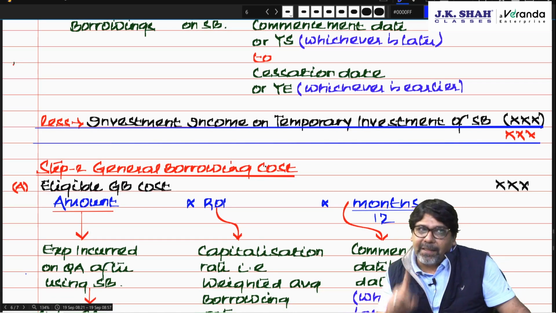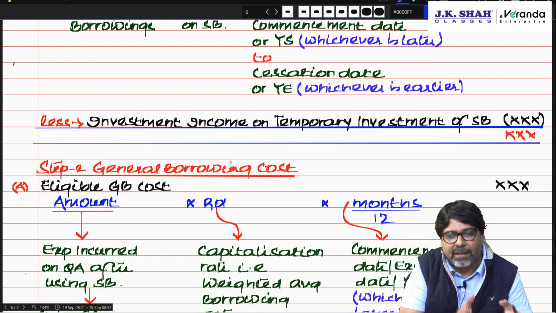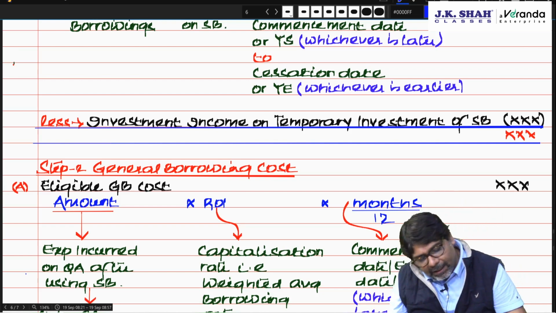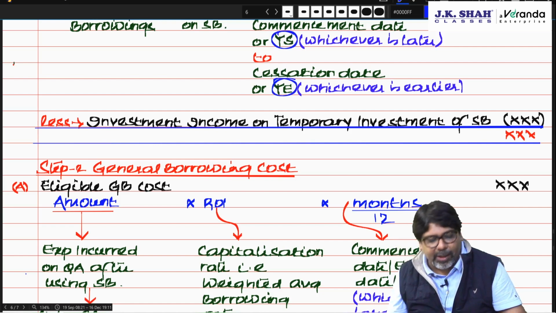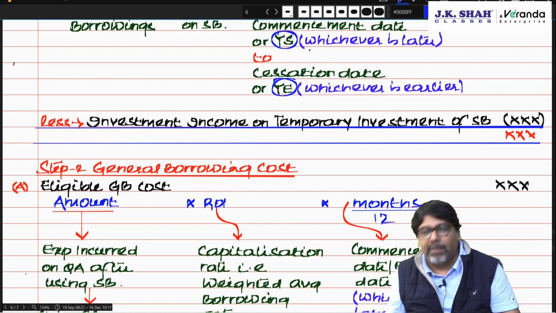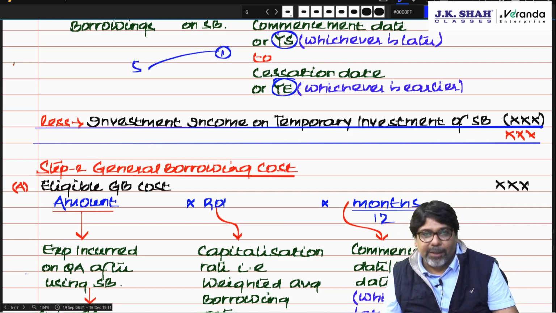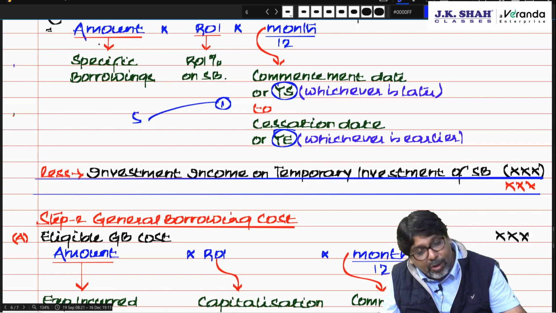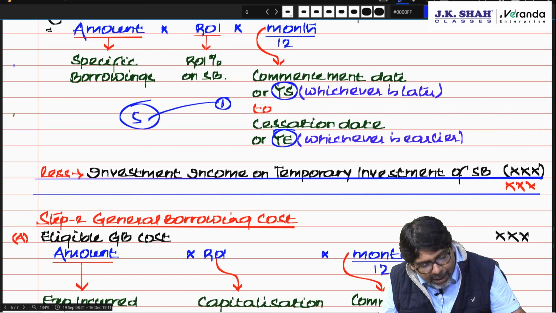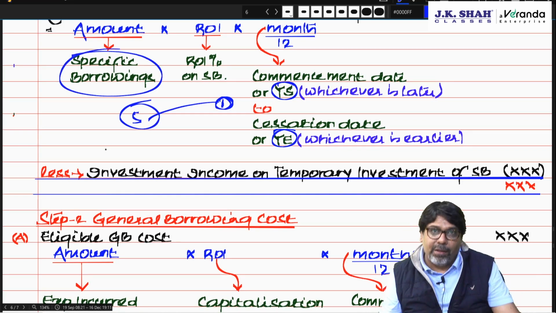Because this is a specific borrowing, this was borrowed just for the purpose, but for 3 months you could not use that loan money in the construction. Since the year has started, you are calculating interest from year start to year end, but in between, out of 5 lakhs, you could use only 1 lakh. But you are calculating interest on the entire specific borrowing. On 5 lakhs you are calculating interest. You are not calculating interest on money spent. You are calculating interest on the amount borrowed. Understand this.